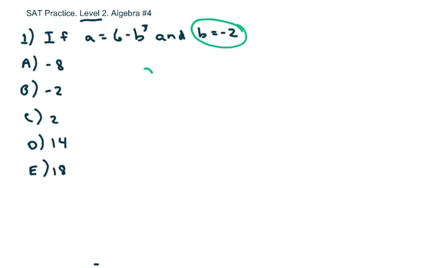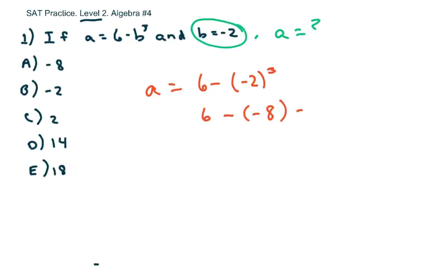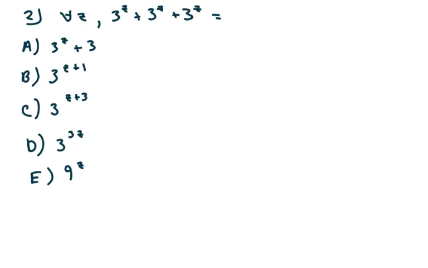Just plug in -2. What are we trying to do? We're trying to solve for A, so I forgot that. So what is A? We have A equals 6 minus -2 cubed. So that's going to be 6 minus -8, which equals 6 plus 8, which equals 14. So that's pretty easy. The next one, remember this, this means for all.